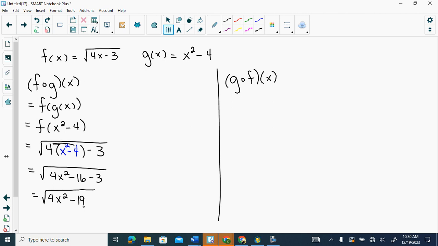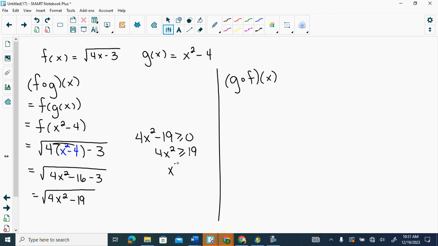Now, my domain is going to be based off of my radical, correct? What's under your radical, unless your radical's in the denominator, and be prepared for Thursday to have a radical in the denominator. If your radical's in the denominator, it can be greater than 0, but it can't be equal to. Remember that? You can't equal 0 in your denominator. So if I have a radical sitting in a denominator, do not write greater than or equal to. It's just greater. This one's not in a denominator, so I would go 4x squared minus 19 is greater than or equal to 0. 4x squared is greater than or equal to 19.